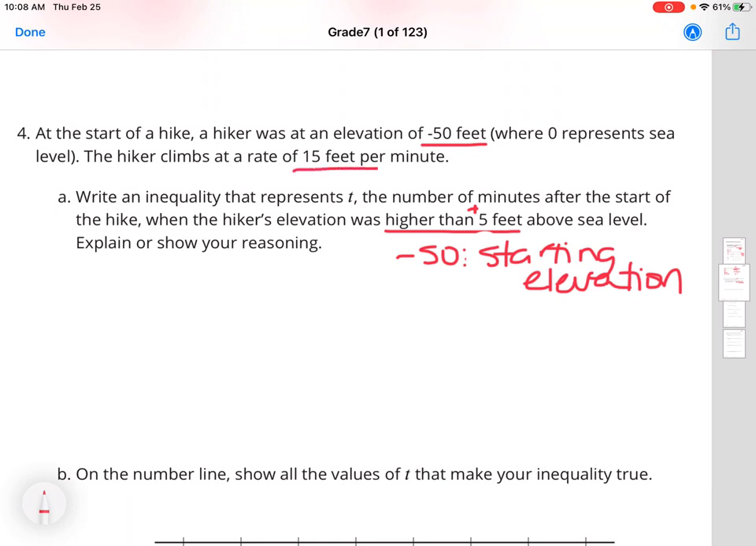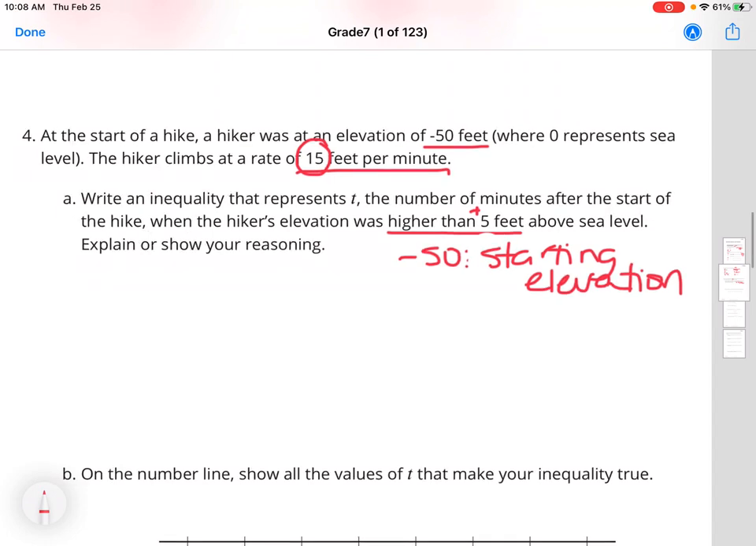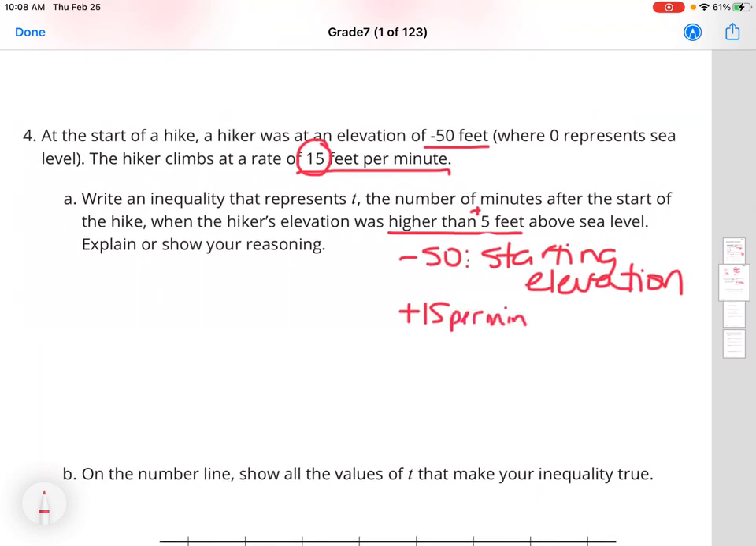He's climbing at a rate of 15 feet per minute, and since my 15 is positive, I know he's climbing up. So a positive 15 feet per minute. And I know T represents my minute, so that would be 15T would be my feet per minute. And I know that he needs to be higher than positive 5 feet. So higher tells me that my inequality would need to be greater than 5.